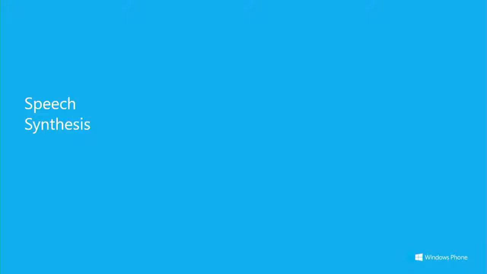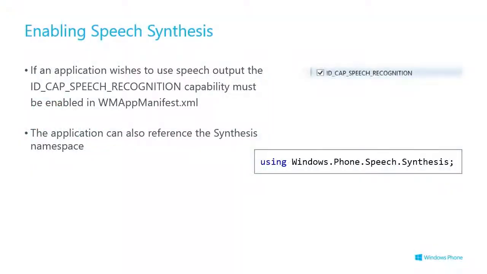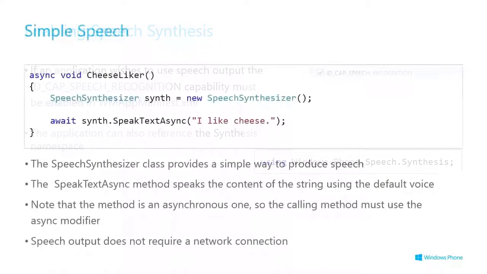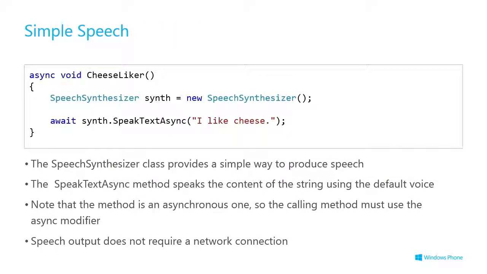And there's your requisite blue speech synthesis screen. Not of death, but of speech. Like so many things, you've got to get the capability for speech. You can't just do it, so you have to check the checkbox. The ID_CAP_SPEECH_RECOGNITION capability must be enabled in your manifest, and then you add the using statement for Microsoft.Phone.Speech.Synthesis to get that text-to-speech working.